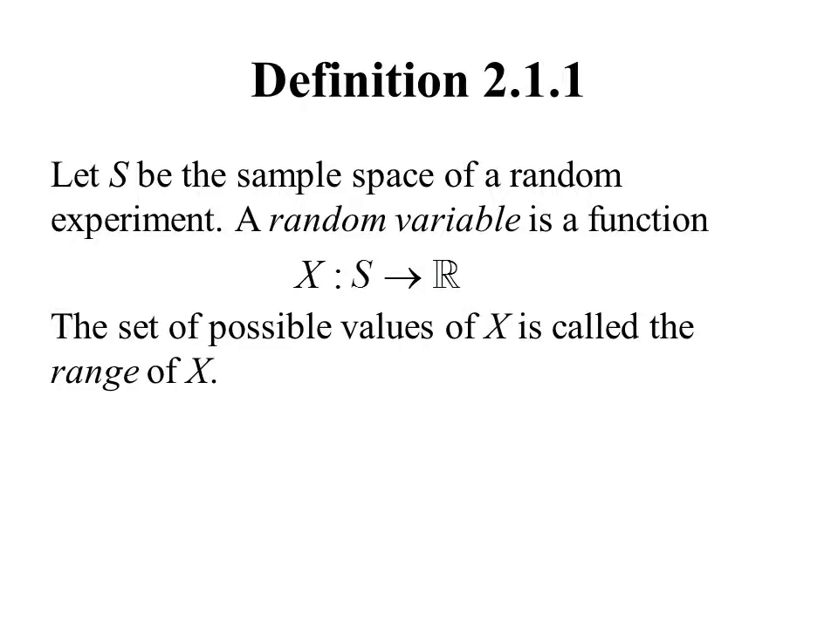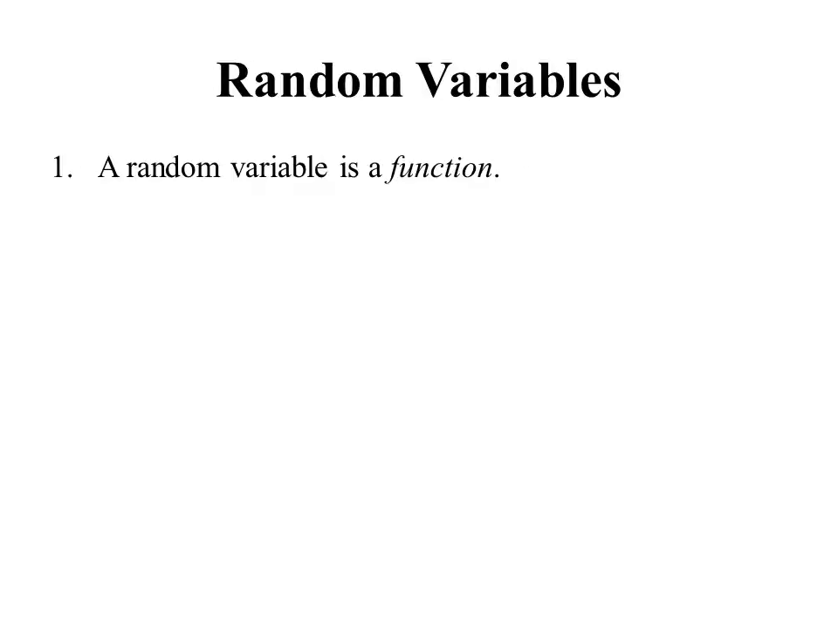The set of possible values of our random variable is called the range of the random variable. Range, same word that you used back in high school algebra when you first introduced functions. Range of a function was the set of possible outputs or possible values. No difference here. Now this definition is a bit abstract, so let's make some practical comments about it.